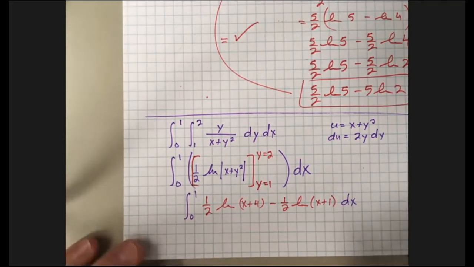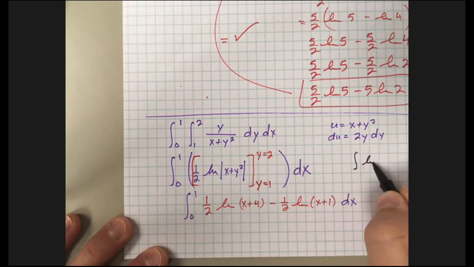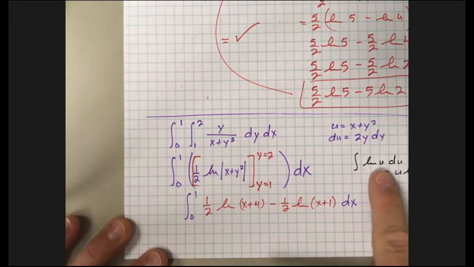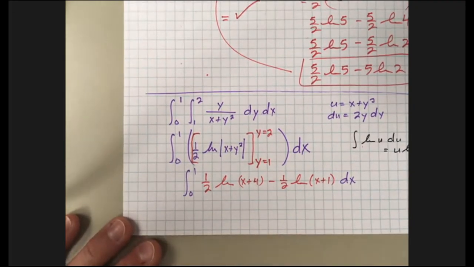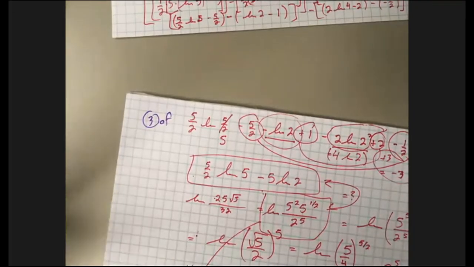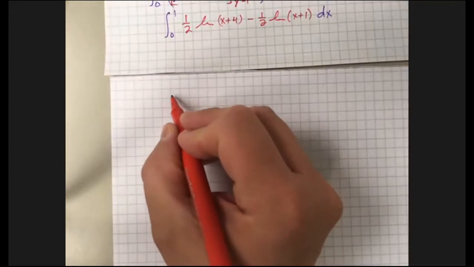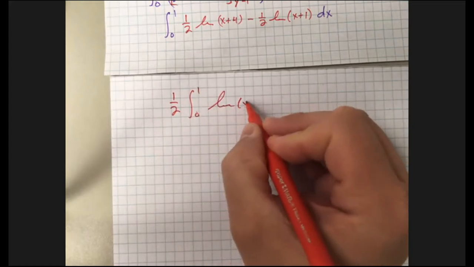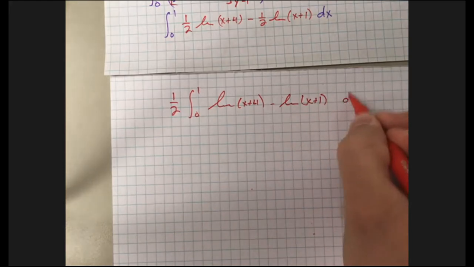And so this is going to get back to my uncomfortable integral from calculus. Log u du is u log u minus u. So I could think of the u as x plus 4, or the u as x plus 1. I could bring this 1 half outside. Let me move my papers. Sorry. I could bring this 1 half outside and say 1 half integral 0 to 1 of log x plus 4 minus log x plus 1 with respect to x.